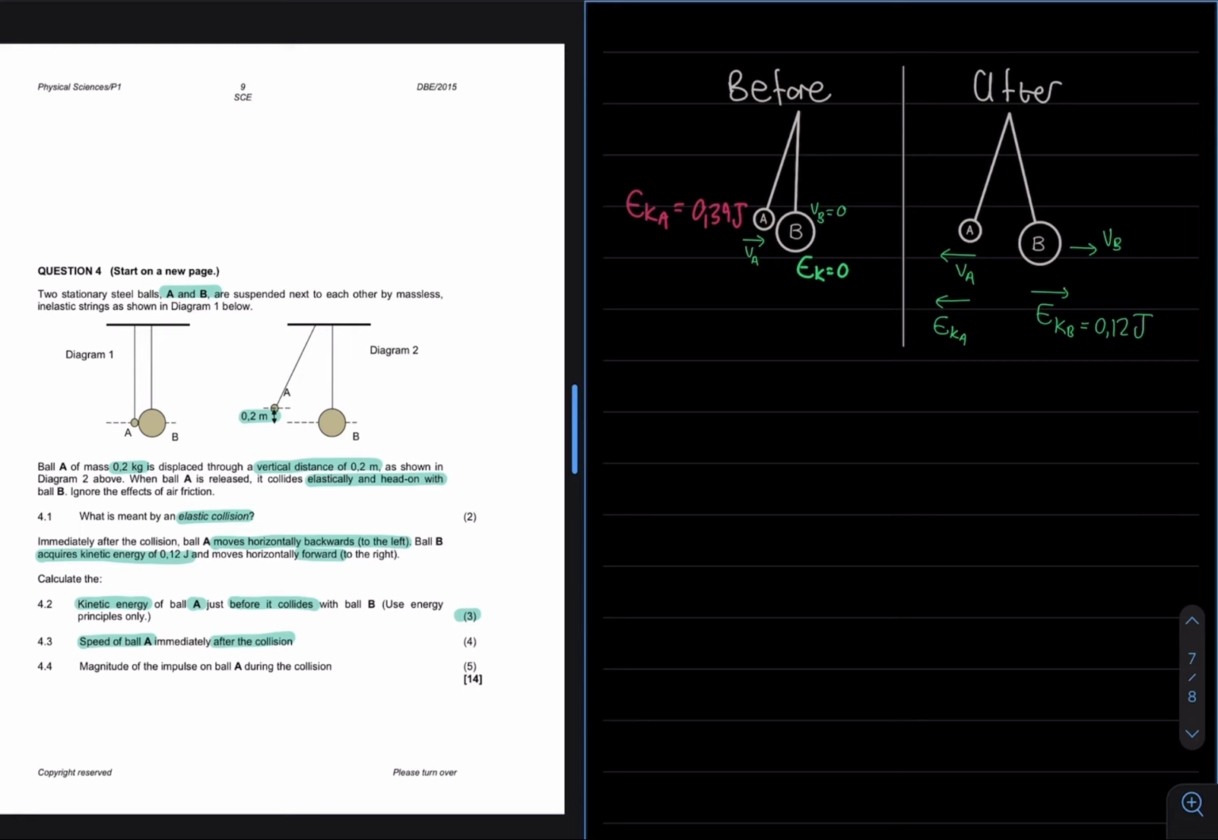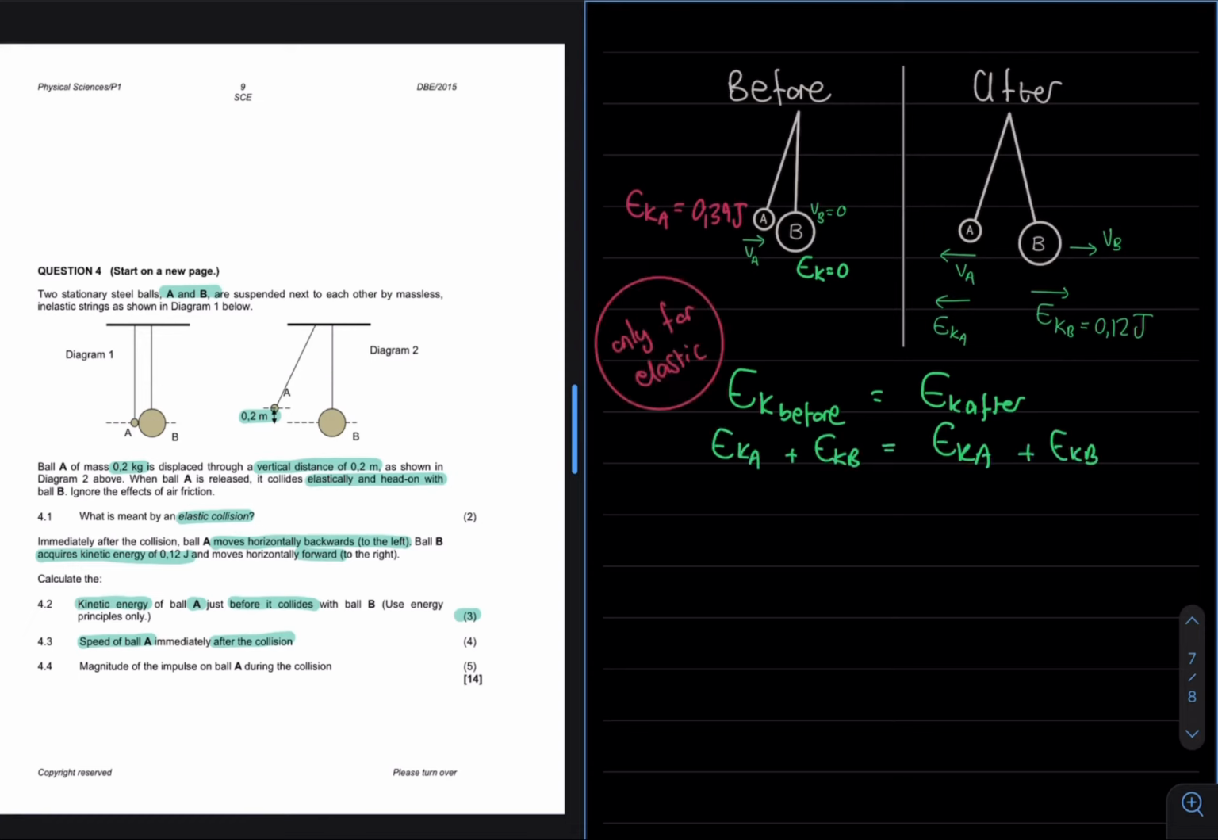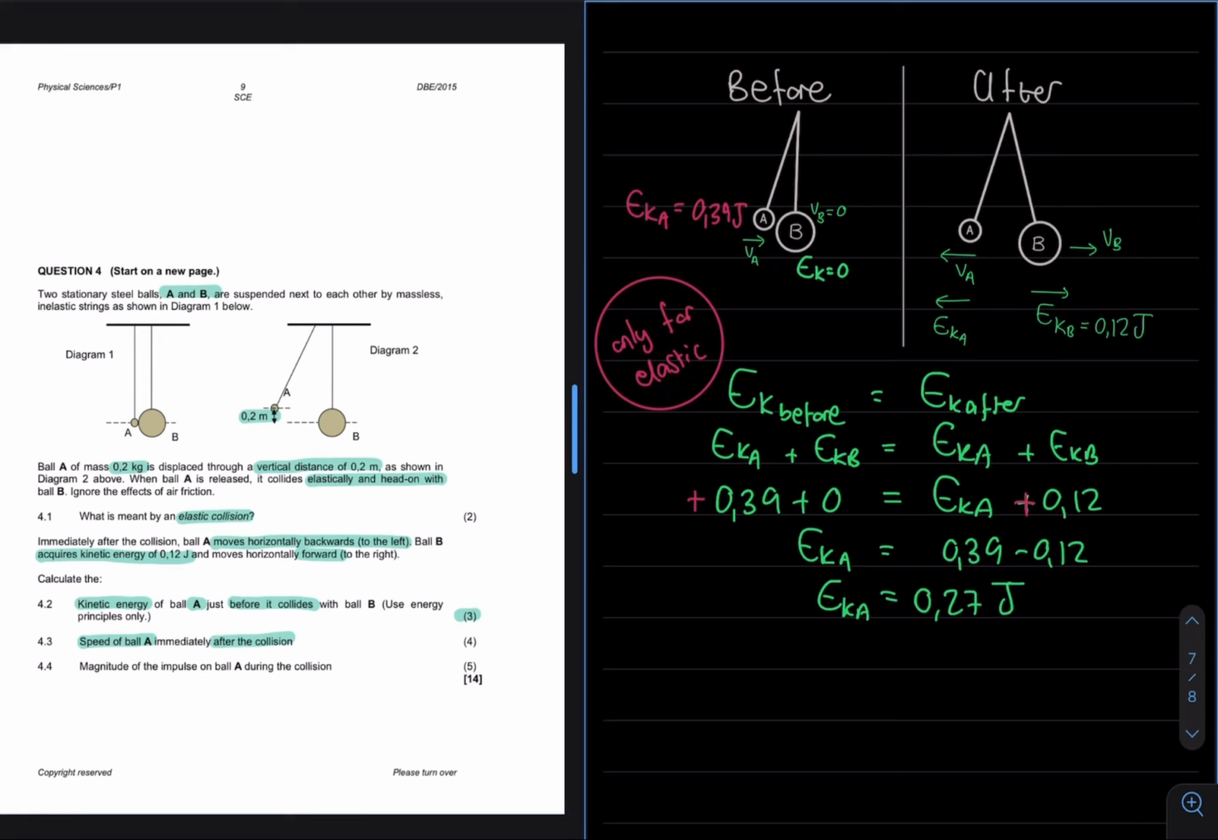Now, since ball B was initially stationary, it means that all the energy that it has after the collision, it obtained from ball A. We can therefore use the law of conservation of mechanical energy by stating that all the kinetic energy before the collision needs to equal all the kinetic energy after the collision. And we can only apply this law if it is an elastic collision as stated in the text. Here I am taking direction to the right as positive. So the kinetic energy left over for ball A is 0.27 joule.